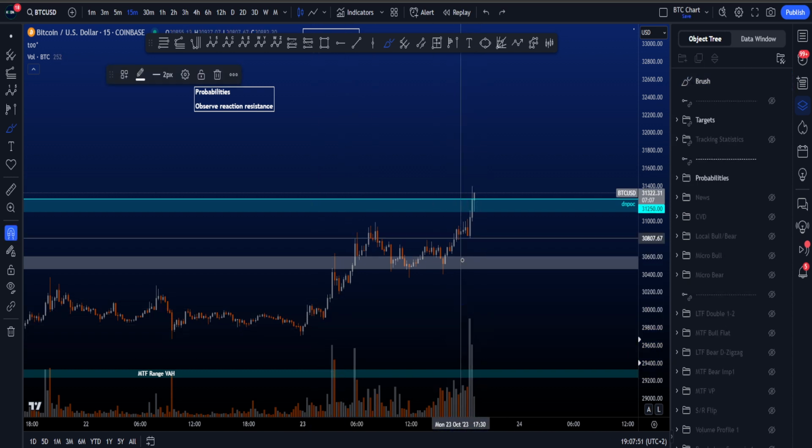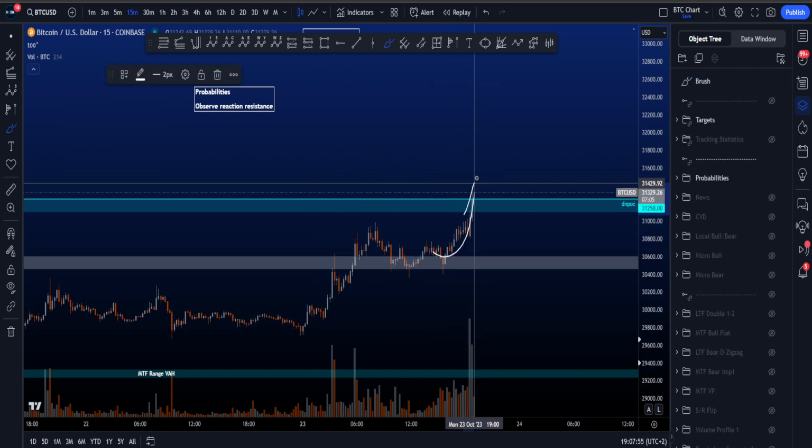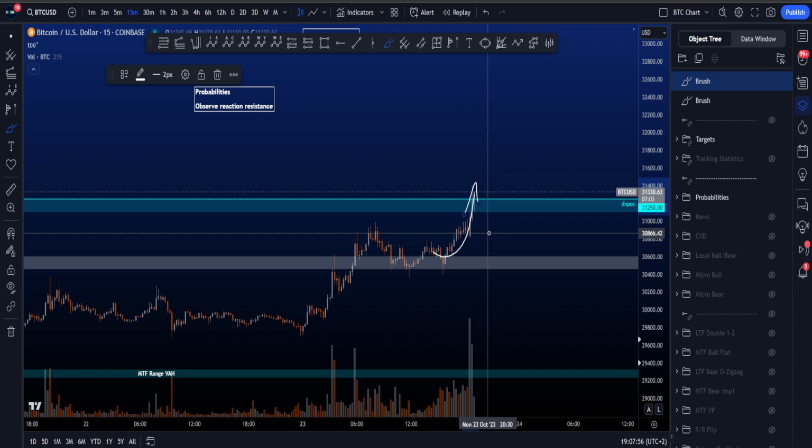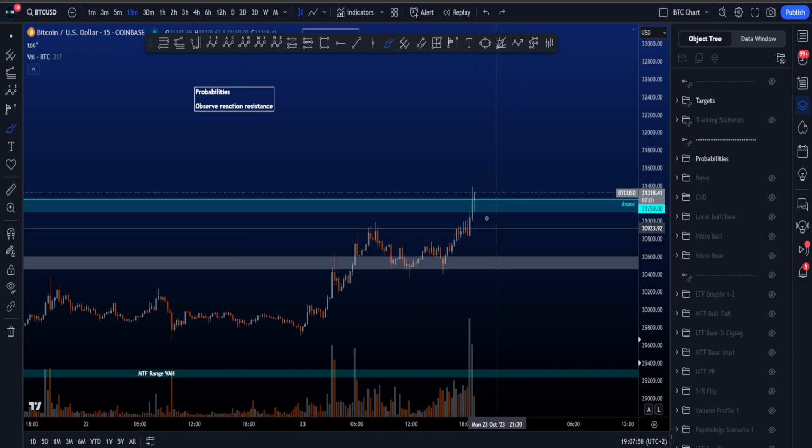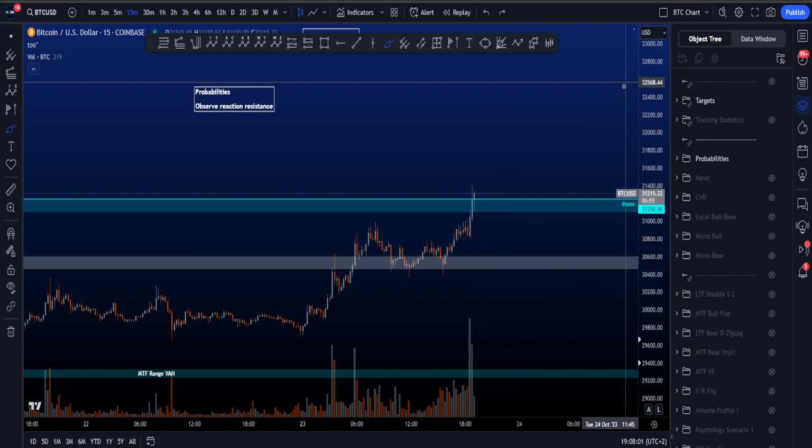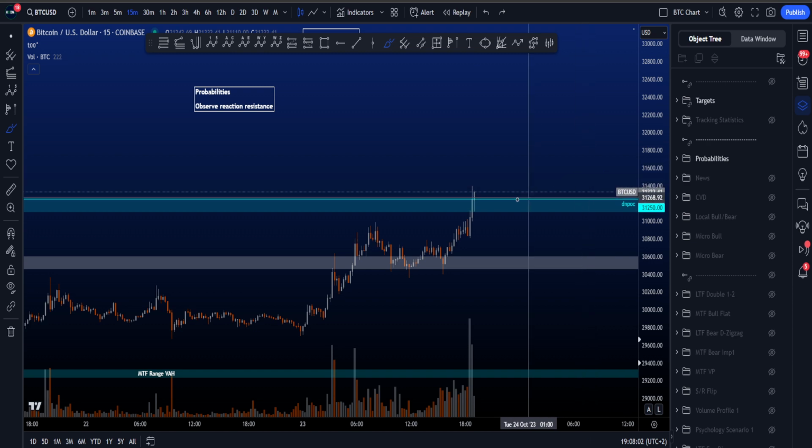The fact that the volume is higher could indeed give probabilities to this move to the upside still being part of a wave 3, where then only later we get a 4 and a 5. So that's something to take into account.